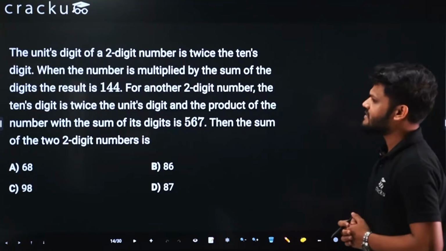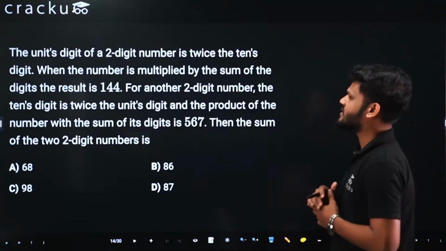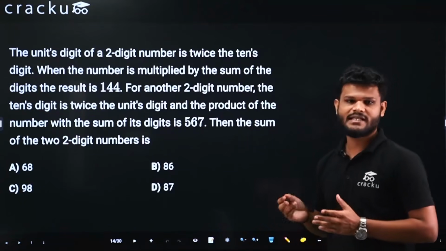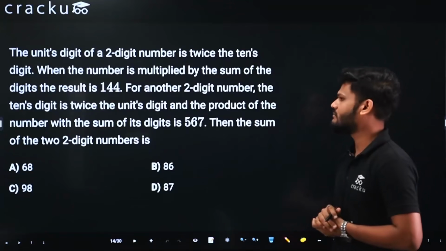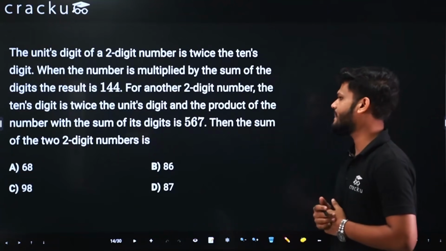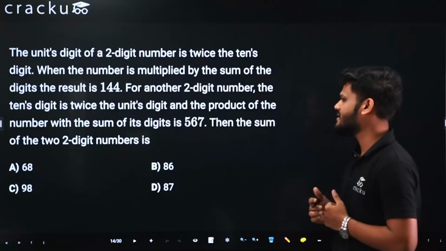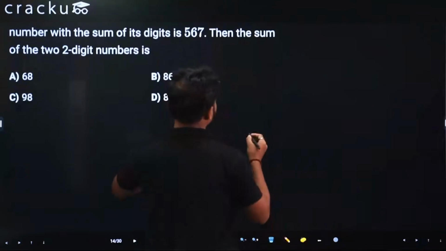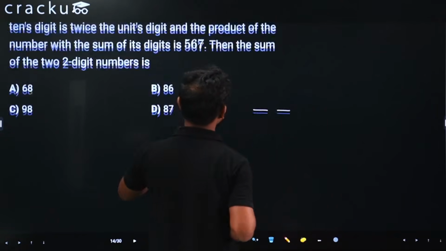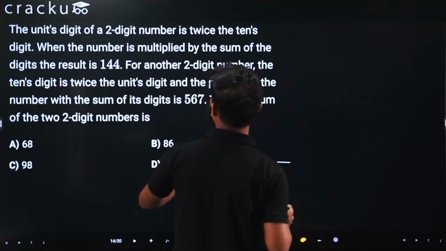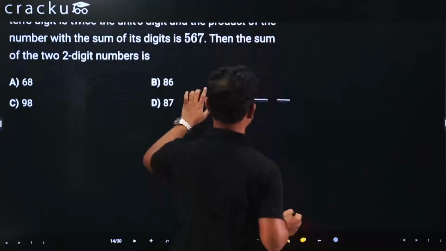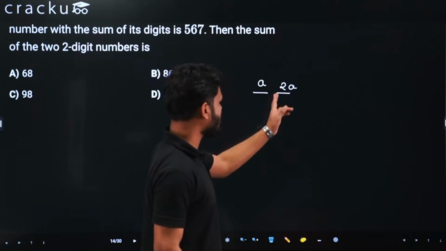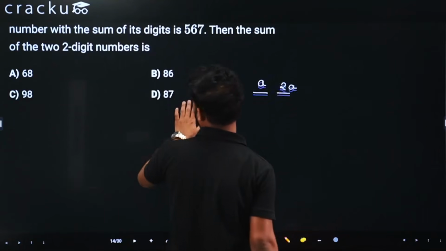In this question we are asked, the units digit of a 2-digit number is twice the tens digit, and when the number is multiplied by the sum of the digits, the result is 144. For another 2-digit number, the tens digit is twice the units digit and the product of the number with the sum of the digits is 567. Then what is the sum of the 2-digit numbers? Let us say the first number is there. It is given the unit digit is twice the tens digit. So if the tens digit is a, the unit digit will be 2a.